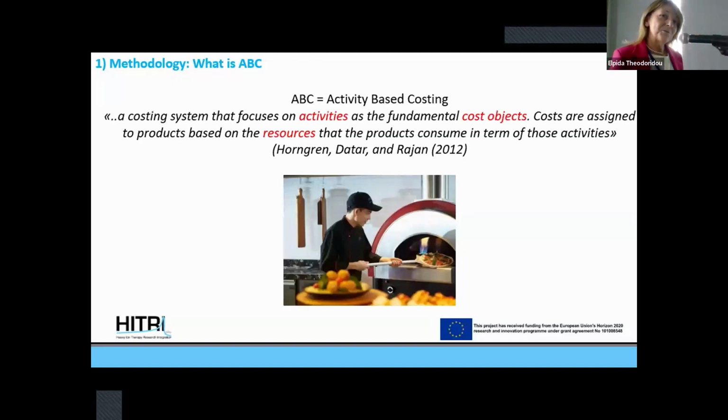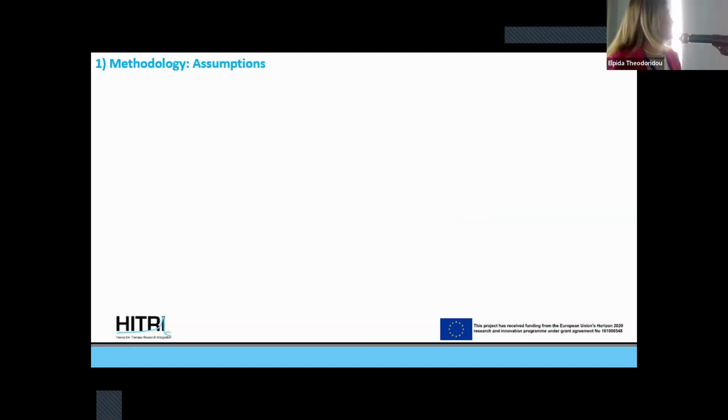So passing from the picture to a simple definition, activity-based costing is a costing system that focuses on activities and the fundamental cost objects. Costs are assigned to products based on the resources that the products consume in terms of these activities. In red are the three fundamentals of the activity-based costing.